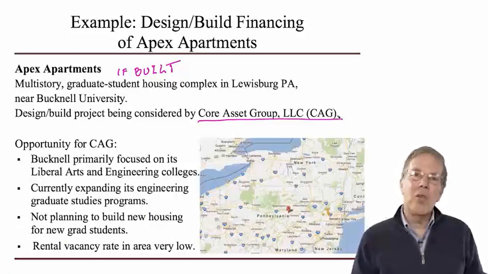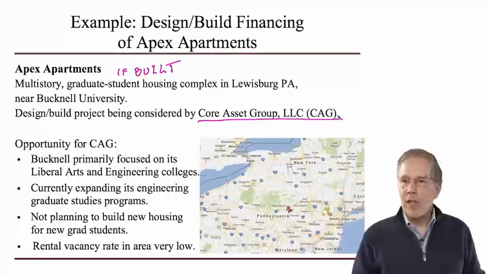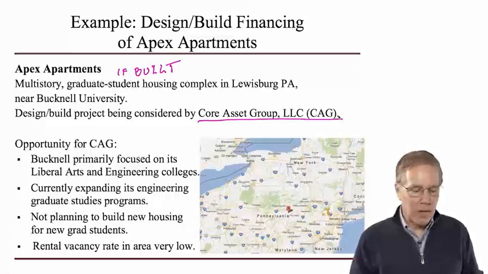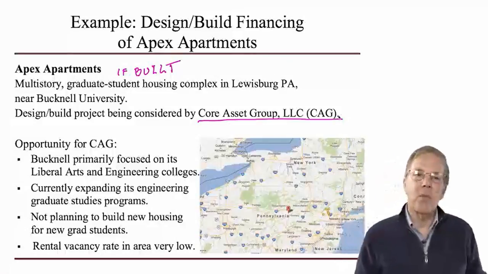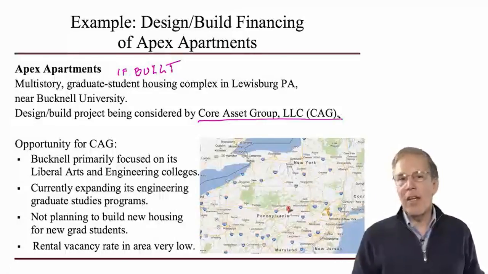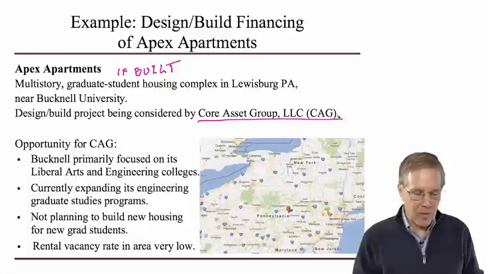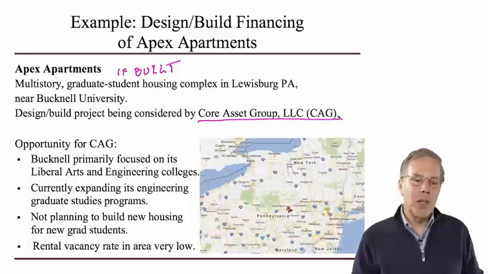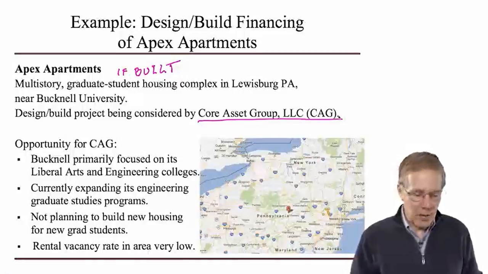So what would the opportunity be here for Core Asset Group or CAG? Why would they want to do this? Well, here's the scenario which I painted for us. Bucknell is primarily focused on its liberal arts and existing colleges, and it's thinking about expanding its engineering division into graduate in a much bigger way. So in other words, to have many more master's programs in various engineering disciplines. They're not, however, as part of this planned expansion, planning to build any new housing for their grad students.